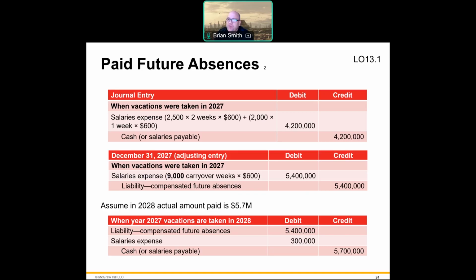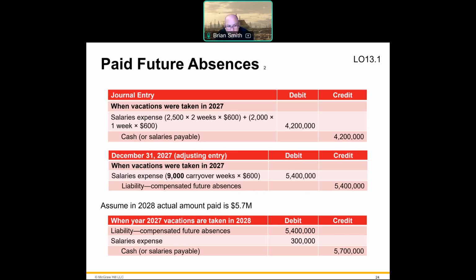Now, the thing about that is if employees get raises, you can incur the debt as, let's say you're making $20 an hour, you incur the debt at $20 an hour, but then when you actually take the leave, you're getting paid $22 an hour because you got a promotion or a raise or something. So what happens there, and that's what this is showing you, is that 2027 vacations were taken in 2028, we debited that 5,400,000, but because some people got raises, we had to increase and expense $300,000 more to reflect the additional pay rate increase that they had earned during the current accounting period.